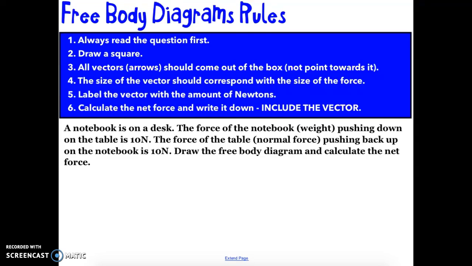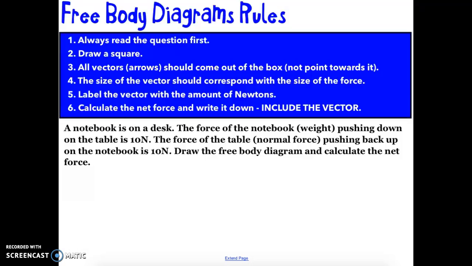All right, this video is going to explain to you how to do a free body diagram. As we go through this, we're going to work through the first 3 problems of your worksheet as well. Remember, at any point you can pause, rewind, or do whatever you need in order to catch everything that you see in the video.